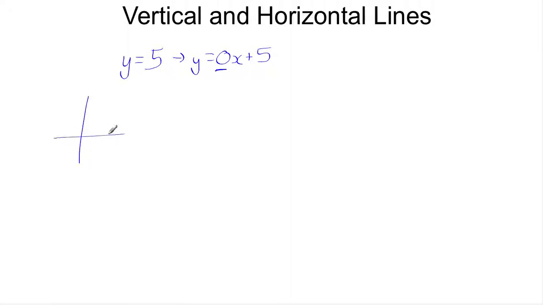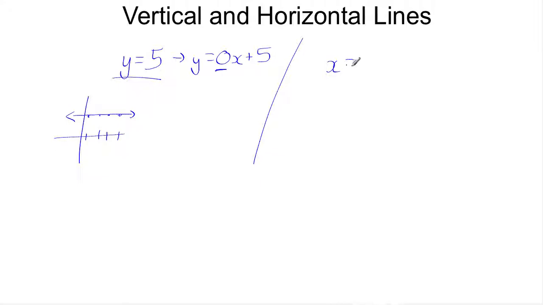In terms of graphing, though, if I have a couple of x values here, this first point, the y value is 5. Second point, the y value is 5. And for every x value in my domain, the y value is 5. So I get a nice horizontal line going across.